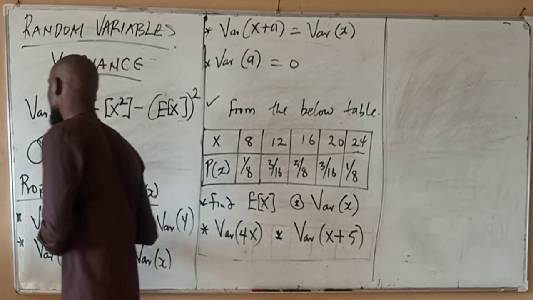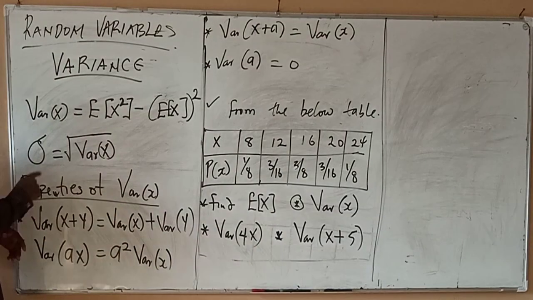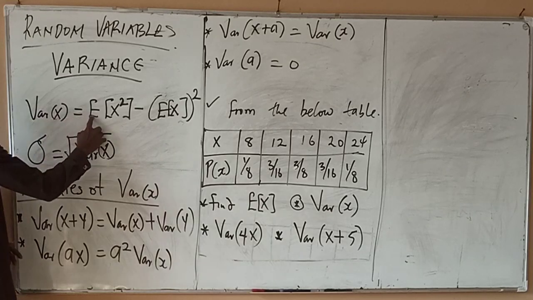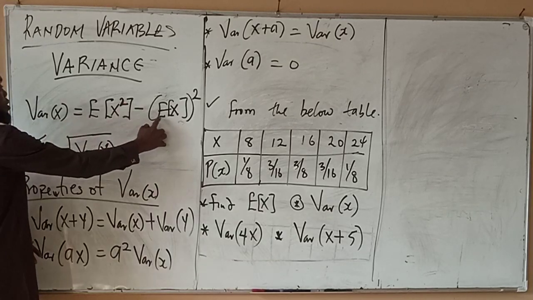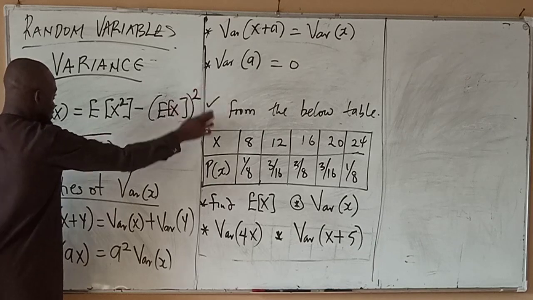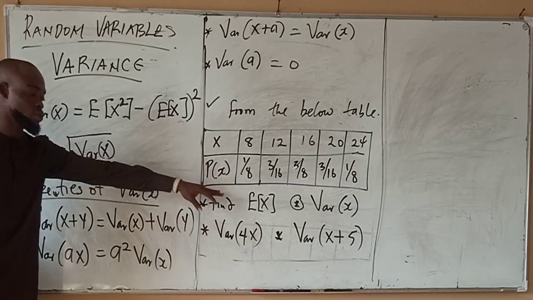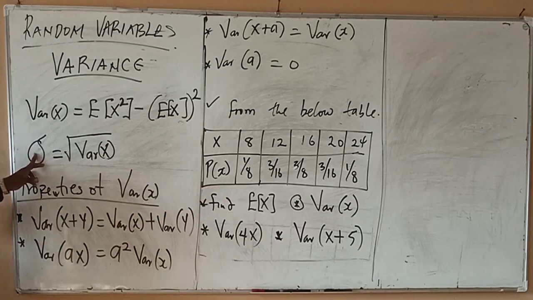And if you want to obtain the variance of this random variable, the variance of x is equal to the expectation of x squared minus the expectation of x raised to power 2. So I'm going to do the difference between this and this. We are answering this question. Now, the standard deviation is simple.